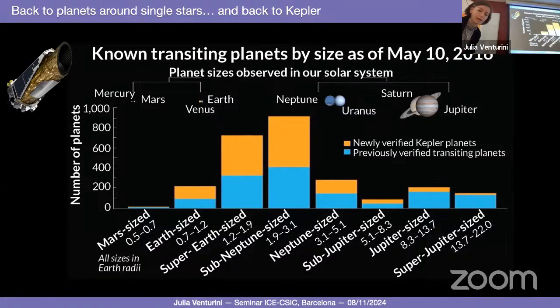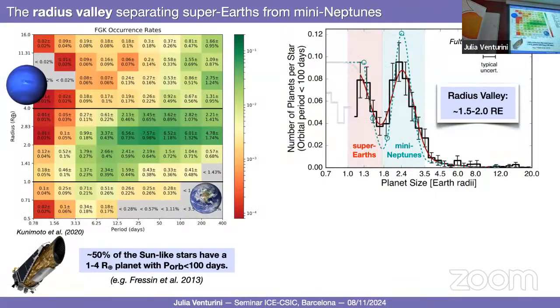If we look a bit more in detail into these occurrence rates, this is a diagram of occurrence rates, radius, orbital period, and the color is the occurrence rate. So green, high occurrence, and red, low occurrence. And here is size of Neptune at 4 radii, size of Earth. So you really see that the most common planets are planets in between these two sizes, and actually half of the sun-like stars have a planet like this. At least we are talking about orbital periods within 100 days, which is where Kepler has completeness. Farther out, we actually don't know.